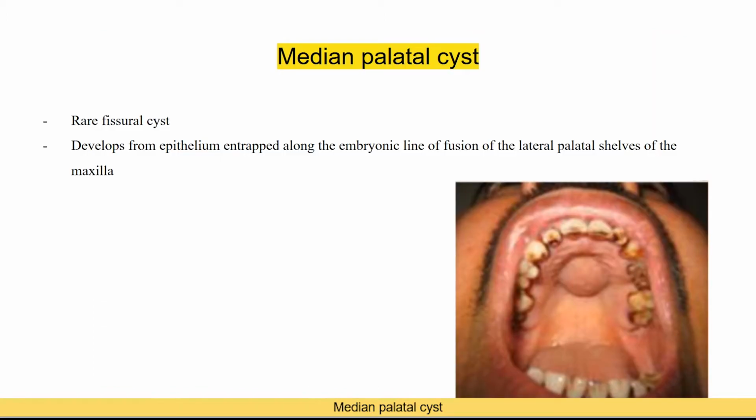The next non-odontogenic cyst I'll be discussing is the median palatal cyst. It is a rare fissural cyst. It develops from epithelium entrapped along the embryonic line of fusion of the lateral palatal shelves of the maxilla.